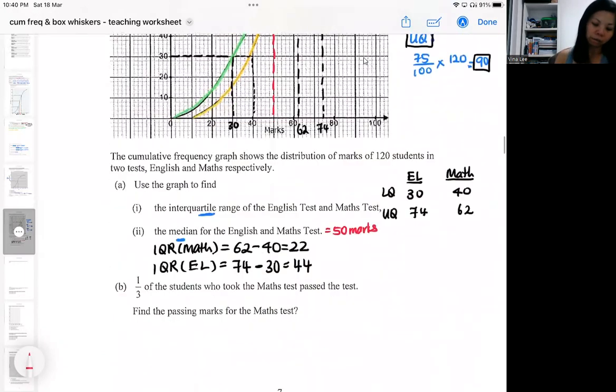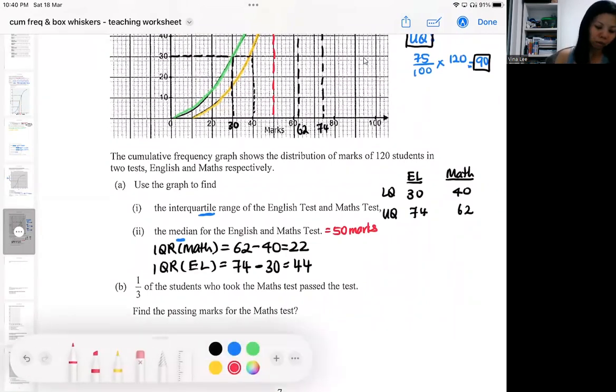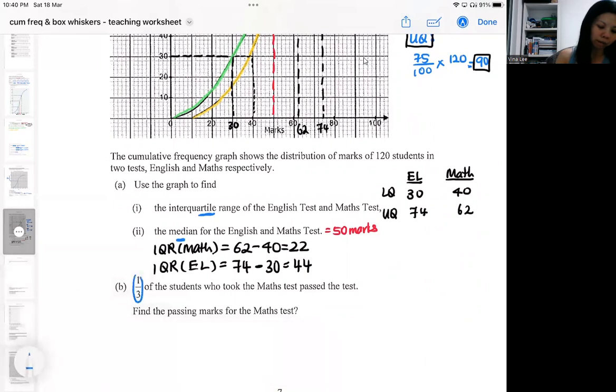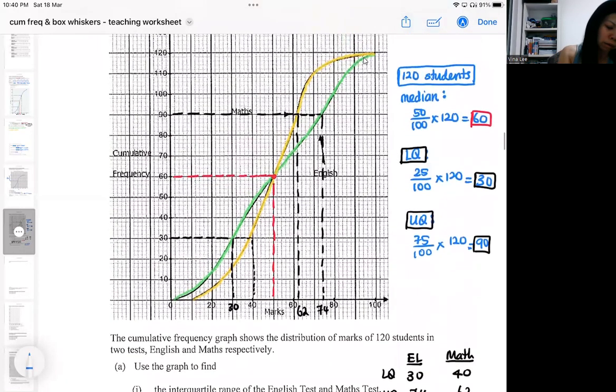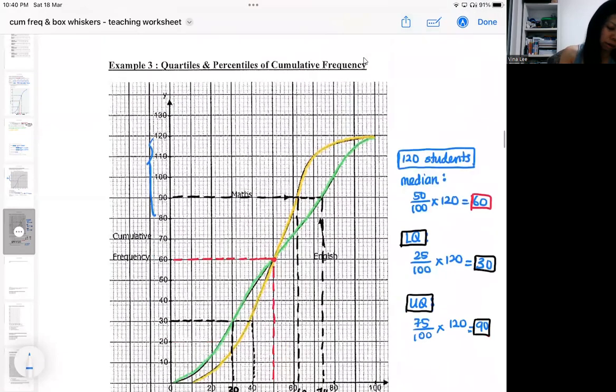Then for part B, 1/3 of the students who took the math test passed the math test. So that 1/3 should be the top 1/3. You can calculate 1/3 of 120 students, so that will be 40 students. This should be the top 40 students, so you should count the 40 students.